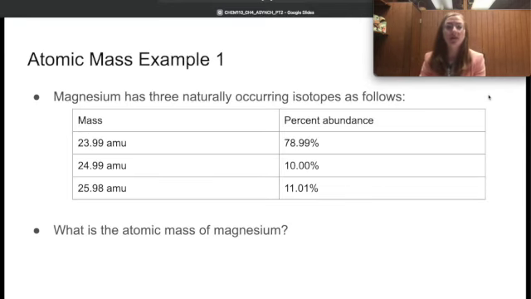So example 1 states that magnesium has 3 naturally occurring isotopes as follows. They're listed here in the table, and then we're going to use this information to figure out the atomic mass of magnesium. So I'm going to go to the lab so that I can use a whiteboard, and I will clue you back in when we're ready to do some math.